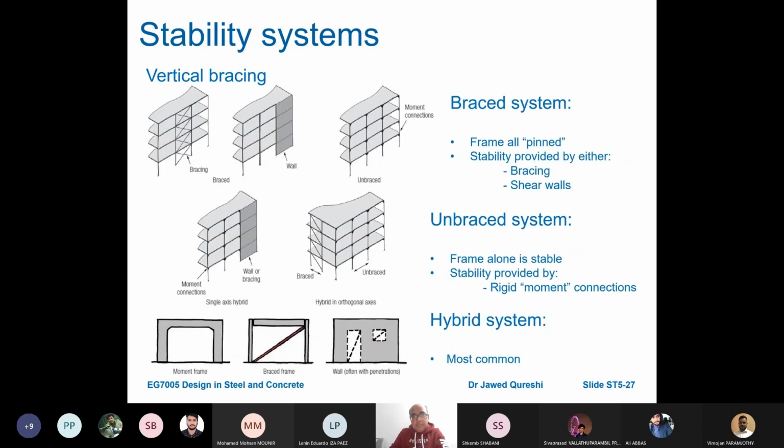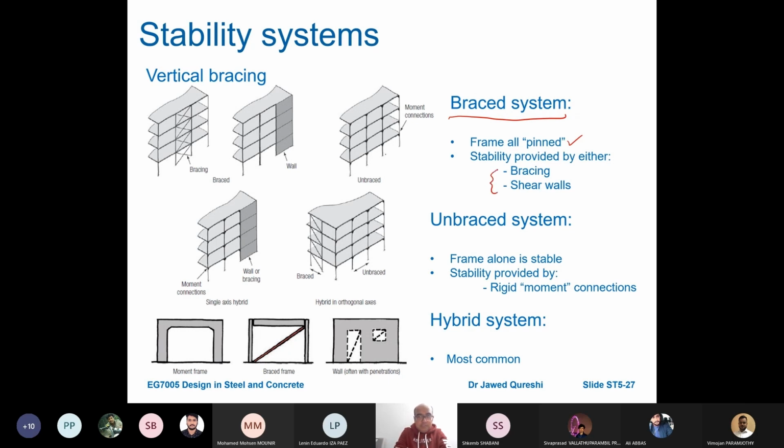In vertical bracing, we have braced systems where all joints are assumed to be pinned, which means that the joints cannot take any moment from members to the joints. Typically, we use these braced systems for buildings. And the definition of this braced system is that all frame joints are pinned, which means that no moment is transferred to the joints, and the stability is provided by bracing or shear walls.